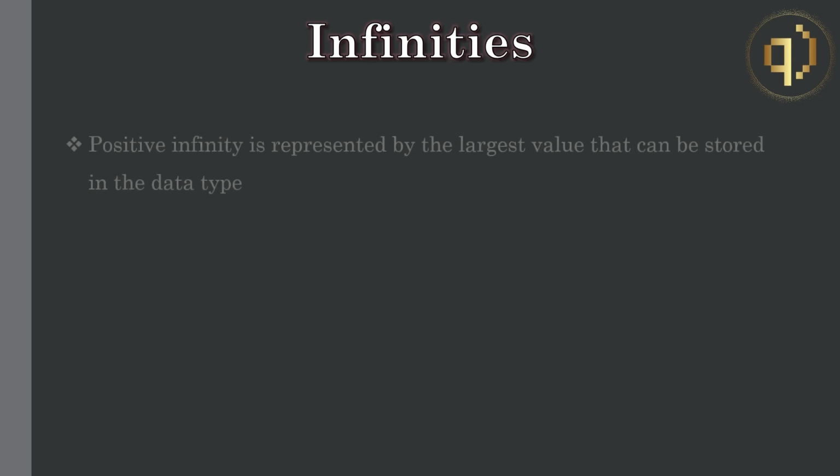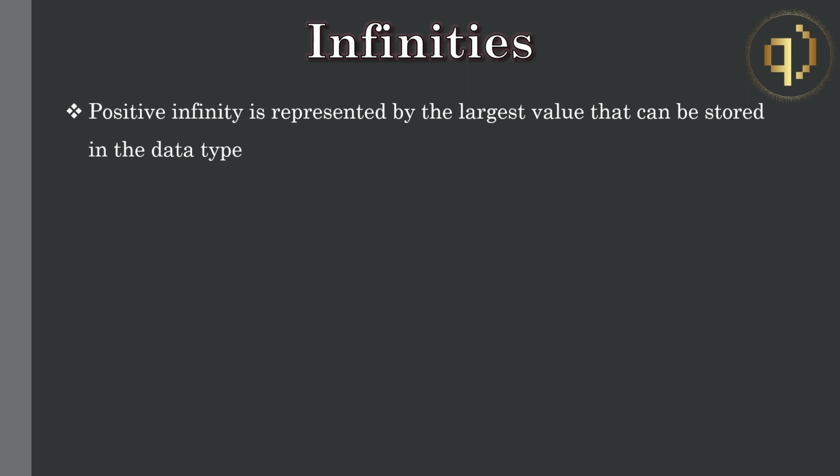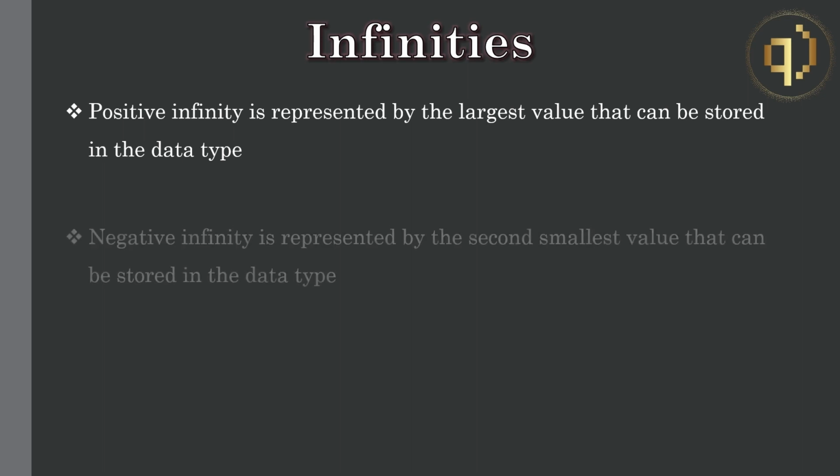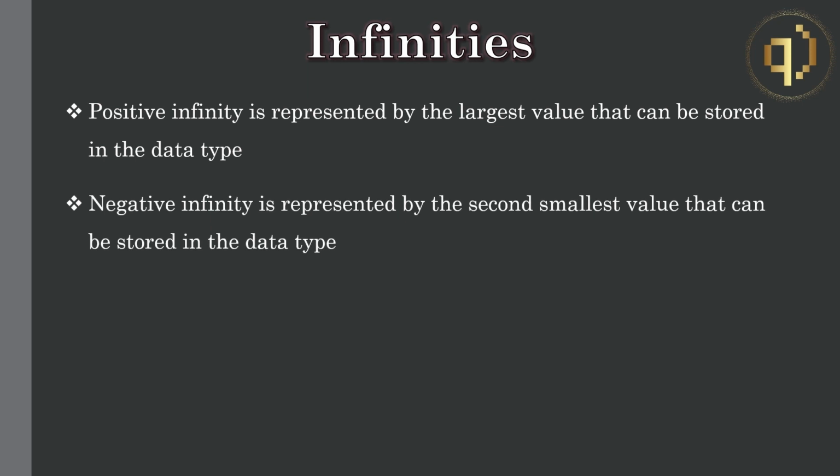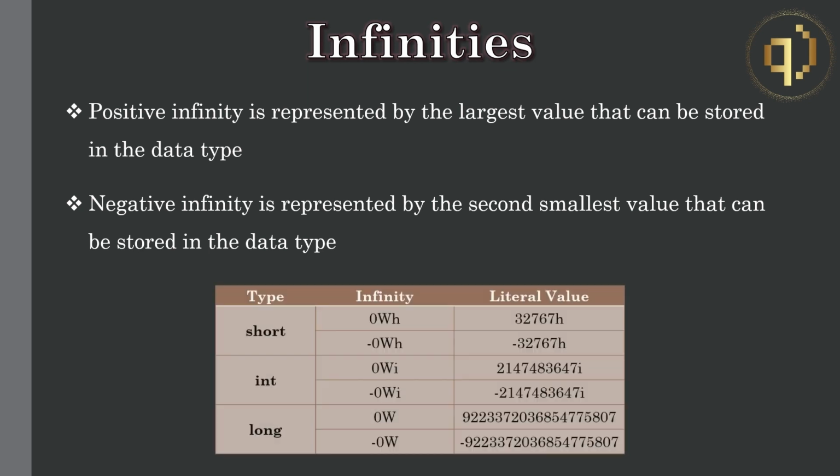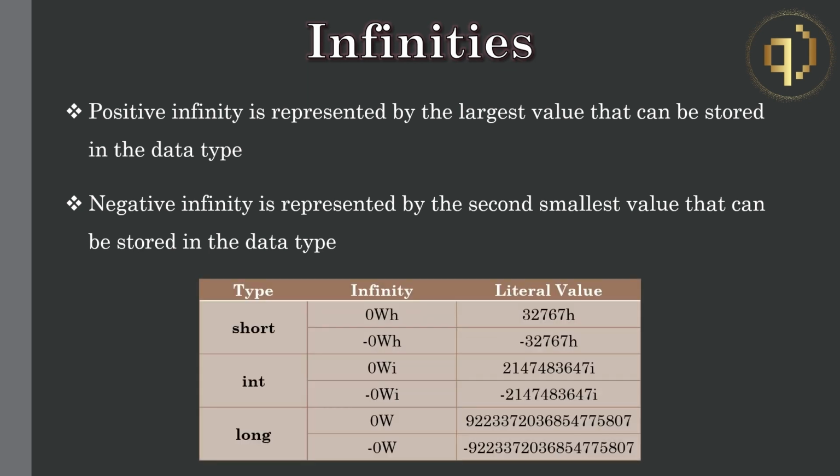Let's now discuss how Q handles the concept of infinity with respect to integer values. Positive infinity is represented by the largest value that can be stored in the data type, and negative infinity is represented by the second smallest value that can be stored in the data type. Why Q uses the second smallest value for negative infinity will be clear in the next slide. This table shows the representations and the literal values of the infinities for the three integer types.